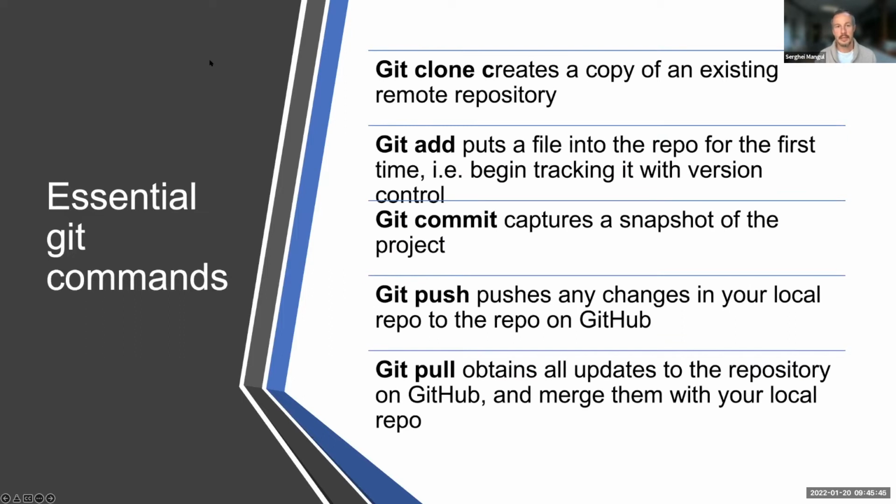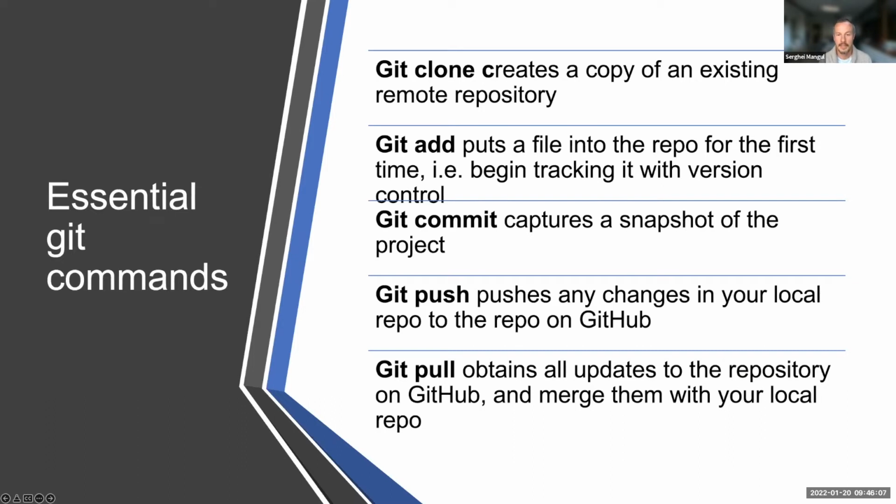Okay, so Git Clone will create a copy of an existing remote repository, right? Then Git Add will put the file into the repo for the first time, right? So you will begin tracking with the version control.